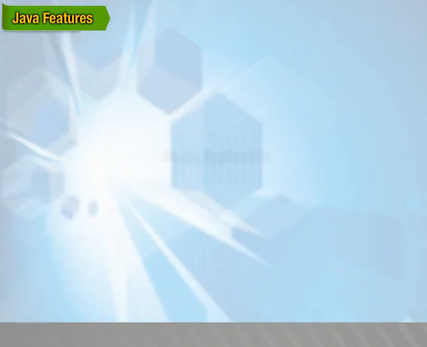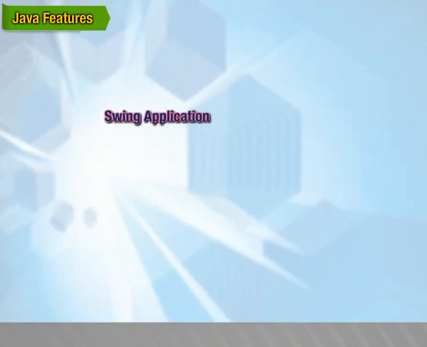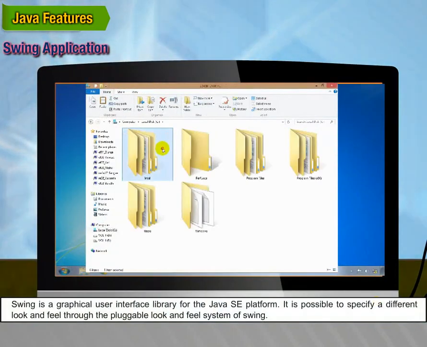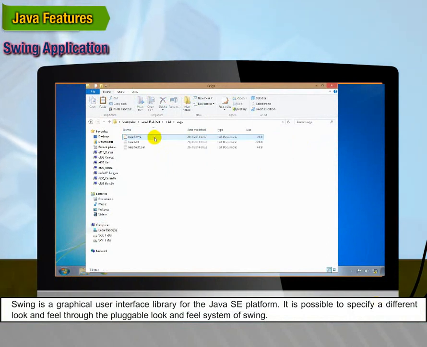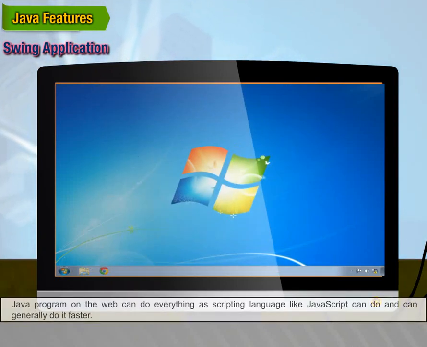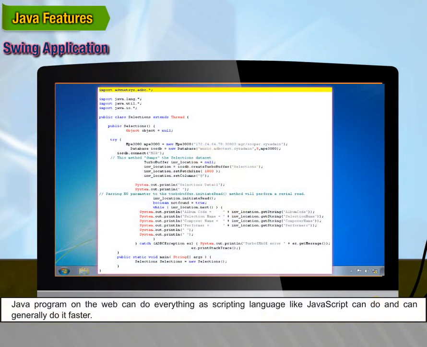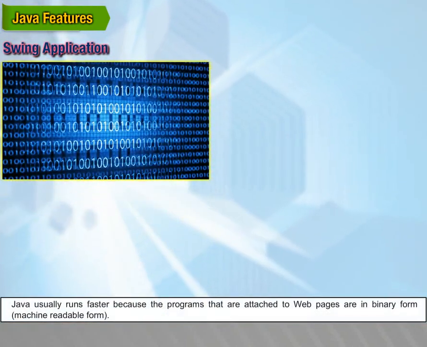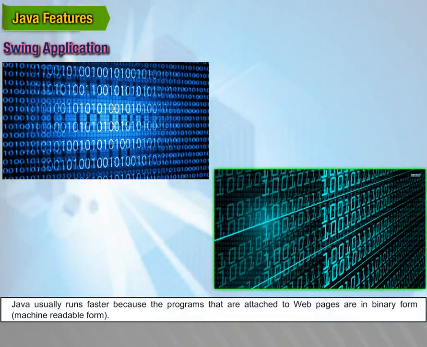Swing application. Swing is a graphical user interface library for the Java SE platform. It is possible to specify a different look and feel through the pluggable look and feel system of Swing. A Java program on the web can do everything a scripting language like JavaScript can do, and can generally do it faster. Java usually runs faster because the programs that are attached to the web pages are in binary form, that is, machine readable form.